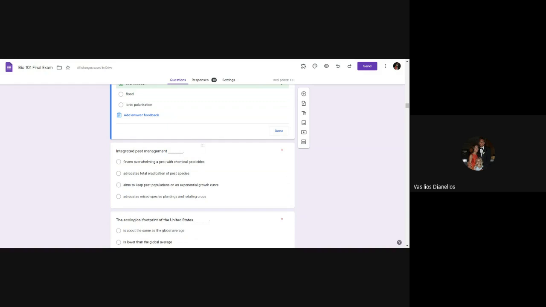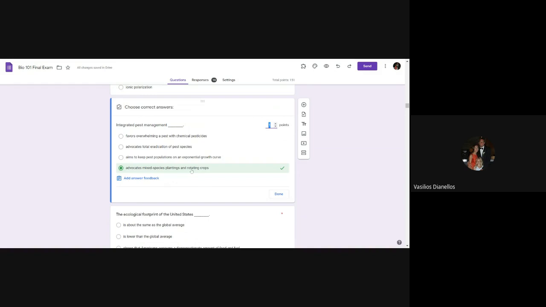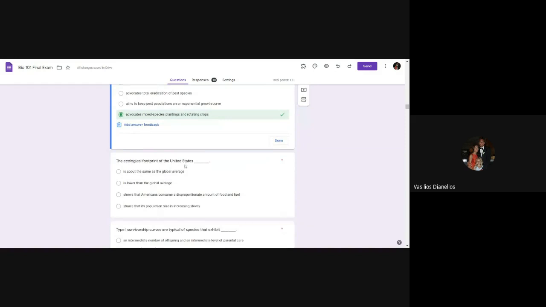Here we go. Here's the correct answer. Advocates mixed species planting and rotating crops. And I've already explained why you would want to do that. I did it in the lecture, and I did it for the final exam review, so I'm not going to do it again. Let me know if you have questions.